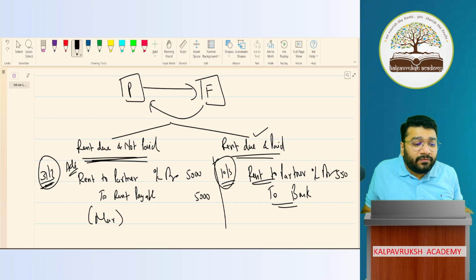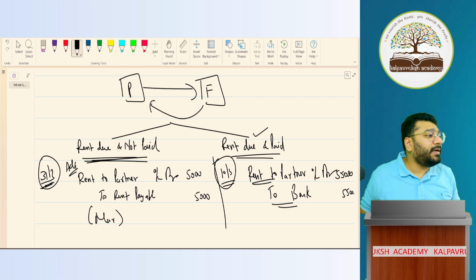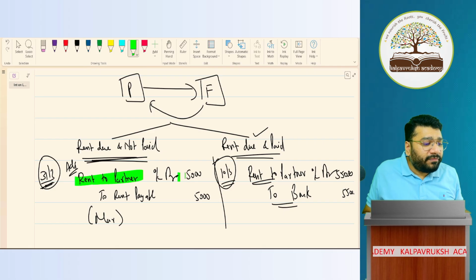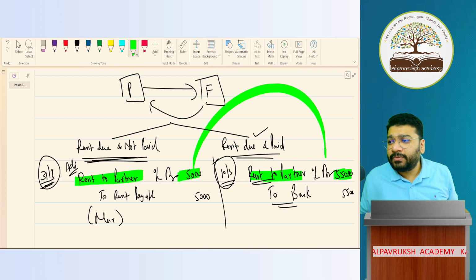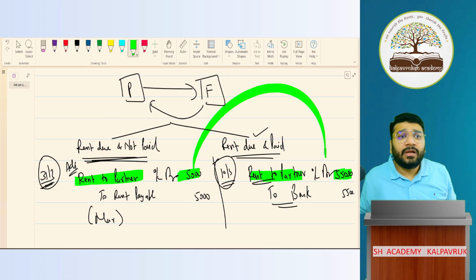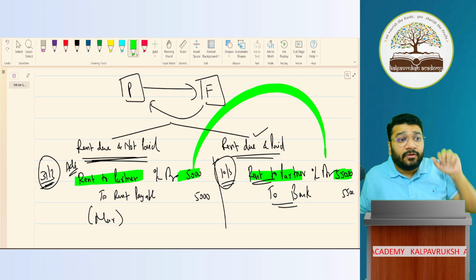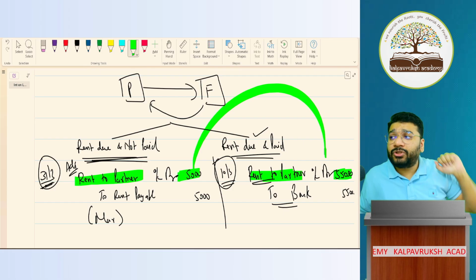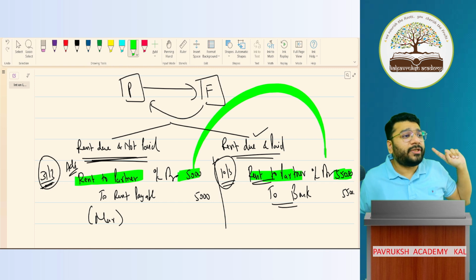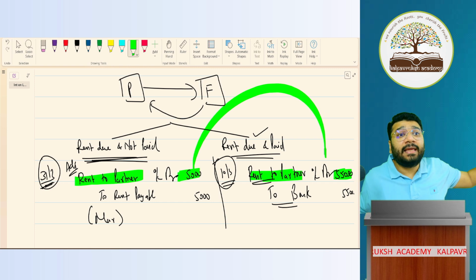How much? 55,000. Any difficulty? No problem. Now, rent to partner, 5,000 here. Rent to partner, 55,000 here. Both put together how much? 60,000. We have enjoyed this premises for how many months? 12 months. What is rent per month? 5,000. 5,000 times 12 is how much? 60,000. Analytically matching or not matching? Matching. Which means the entry is properly recorded.